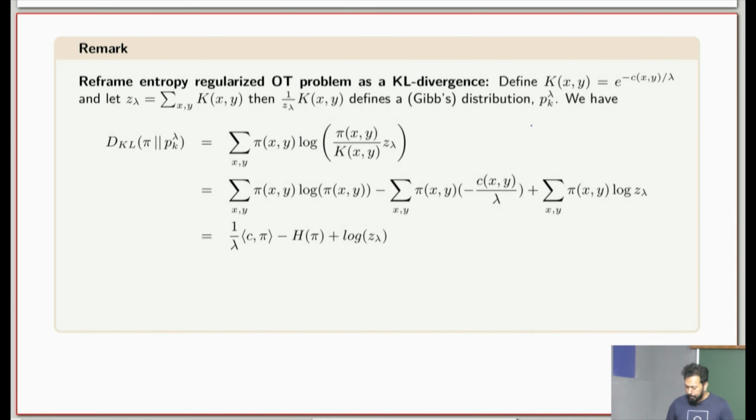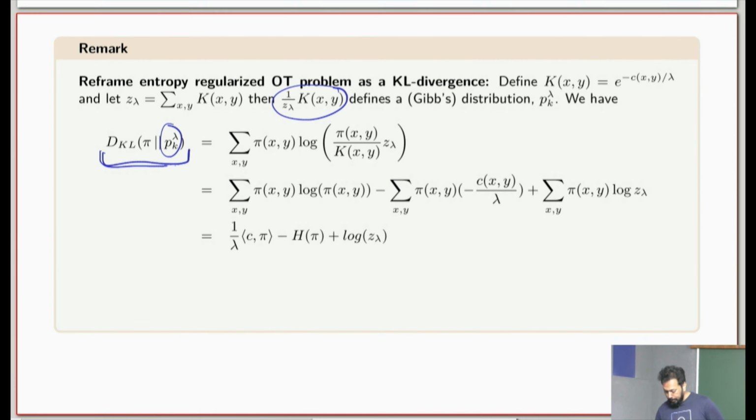Now let us look into our familiar old friend, D_KL, which is the KL divergence. With the fact that P_lambda_k is what we just defined, we want to see how far this P_lambda_k is from pi, the joint with marginals P and Q.